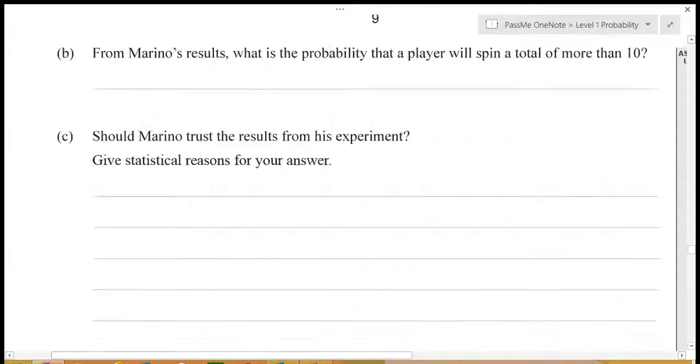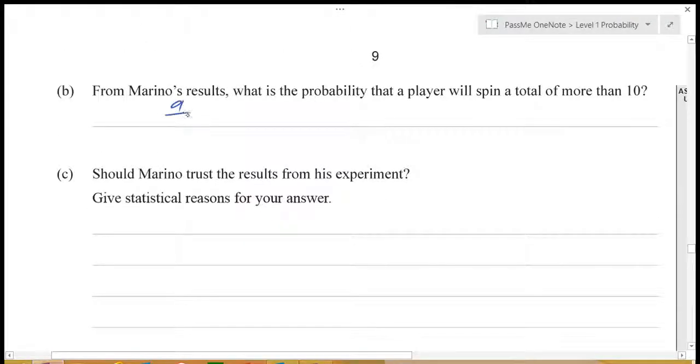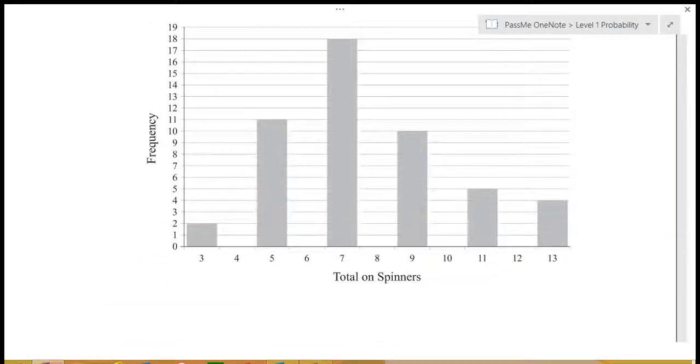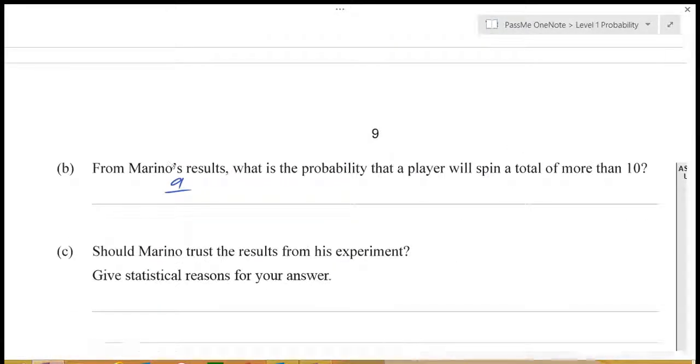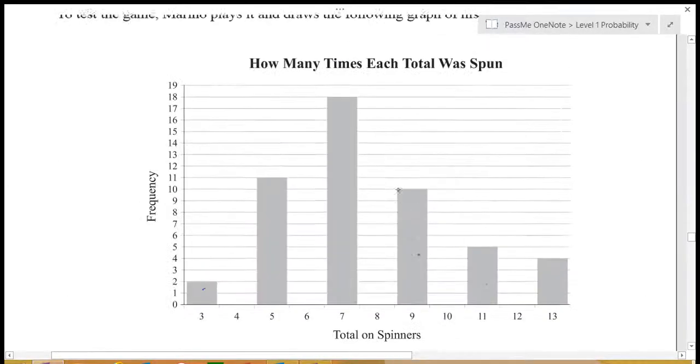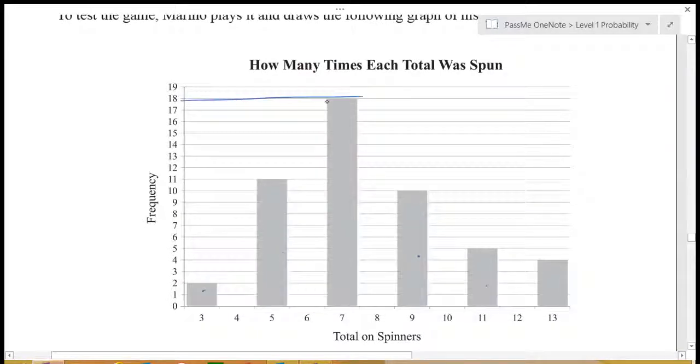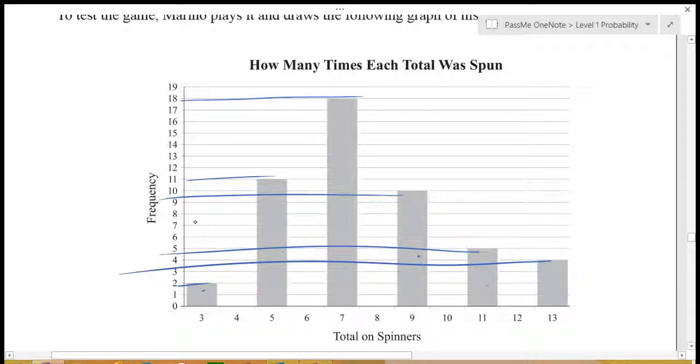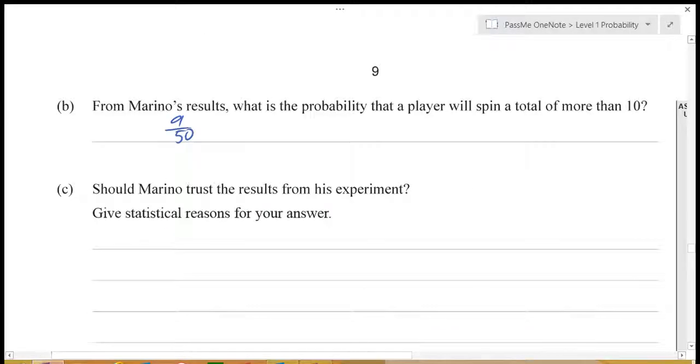What has he told us about how many times he's done it? So that's 9 out of a total of, if we quickly count these up, 50 all up. By counting, we've got 18 there, 11 there, 2, 10, 5, 4, and adding all those up we get 50, and that's how I got the 50.